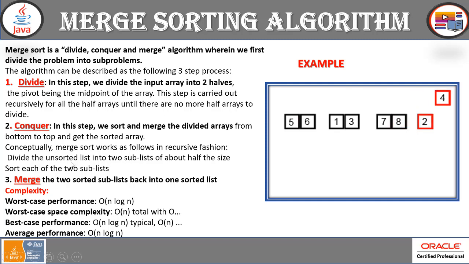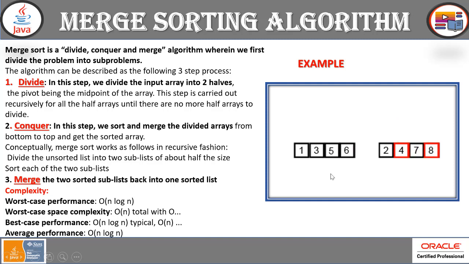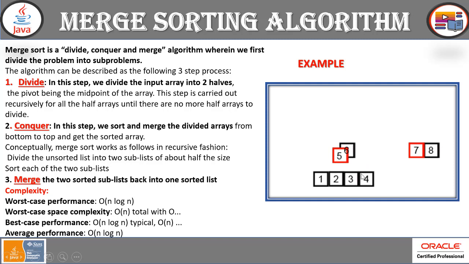Conceptually, merge sort works as follows in a recursive fashion. Divide the unsorted list into two sublists of about half the size and sort each of the 2 sublists. Once the sublists are sorted, the third step is called merge: merge the 2 sorted sublists back into 1 sorted list. So the second step is done. Now we merge these 2 sublists. This is the third step. Here we are comparing and merging 2 sublists and making 1 sorted list.